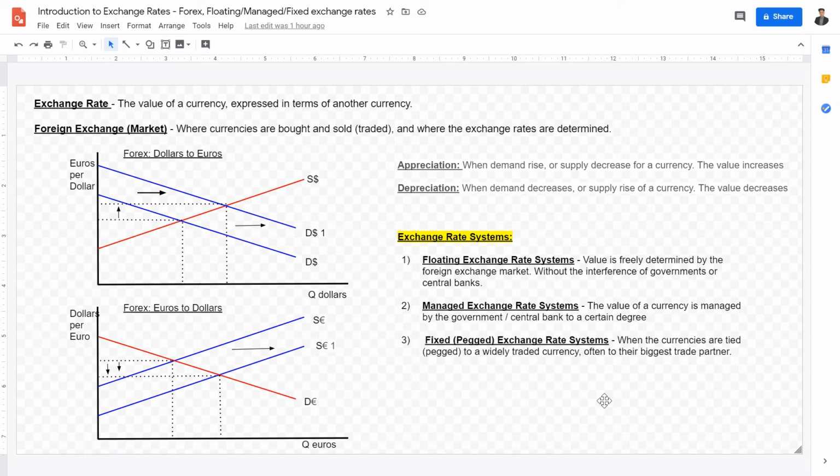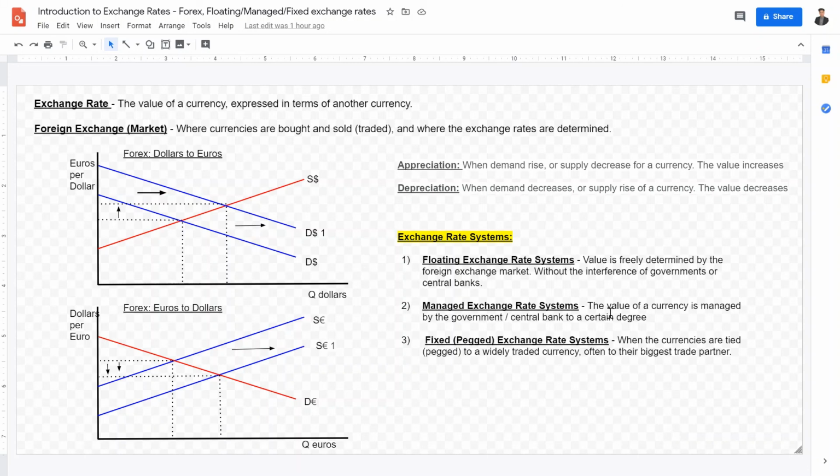Fixed or pegged currencies are currencies that are tied to a widely traded currency, for example, the United States dollar. For example, the Hong Kong dollar is pegged to the US dollar, and any addition or subtraction to the US dollar will be directly proportional and reflected through the Hong Kong dollar.